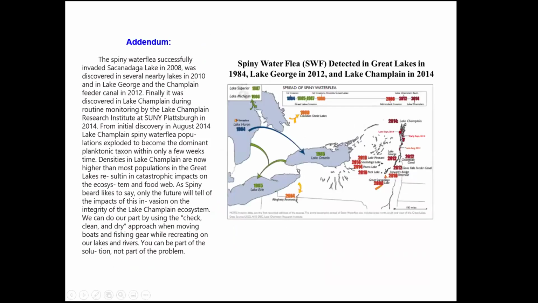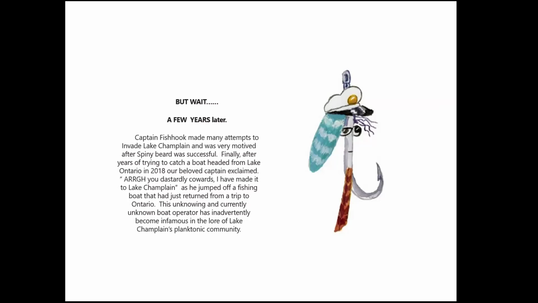So this shows, again, that more broadened out invasion map from the Great Lakes to Sacandaga Lake, a series of Adirondack lakes. By 2012, the spiny water flea had invaded Lake George, the Champlain Canal, and a number of other Adirondack lakes. And in 2014, successfully invaded into Lake Champlain. That's where the story used to end. But this last little bit is a result of the invasion of Captain Fishhook himself.